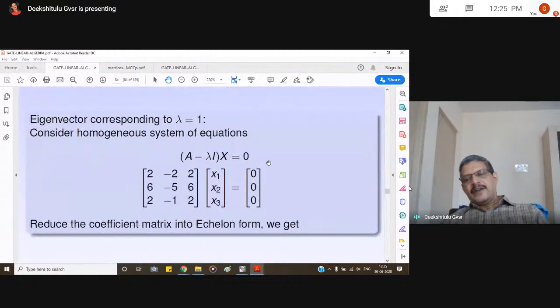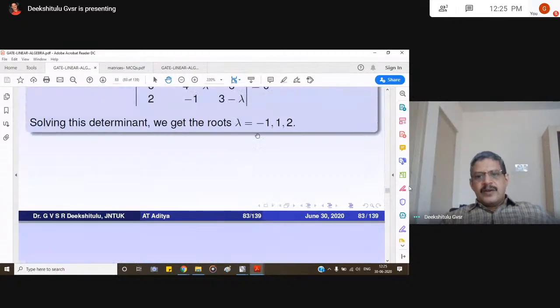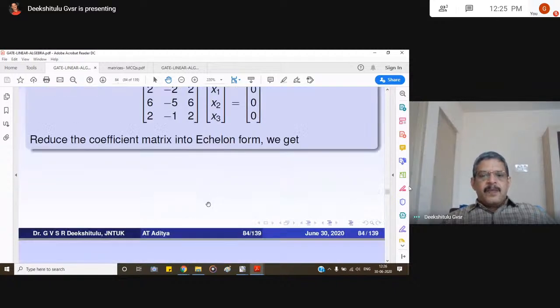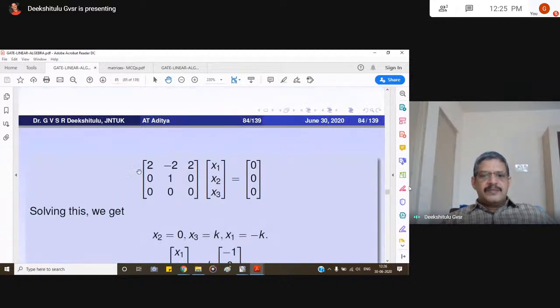So how to find the eigenvectors now? Corresponding to lambda equal to 1. What are the eigenvalues? Minus 1, 1, 2. Corresponding to lambda equal to 1, if you put lambda equal to 1 here, the equation (A minus lambda I)x equals 0 becomes these equations. So this is again a homogeneous system of equations. Reduce the matrix to echelon form. So this will be like this.